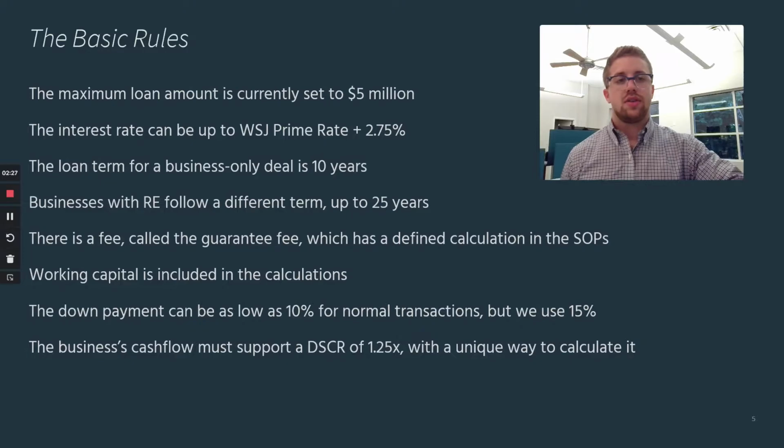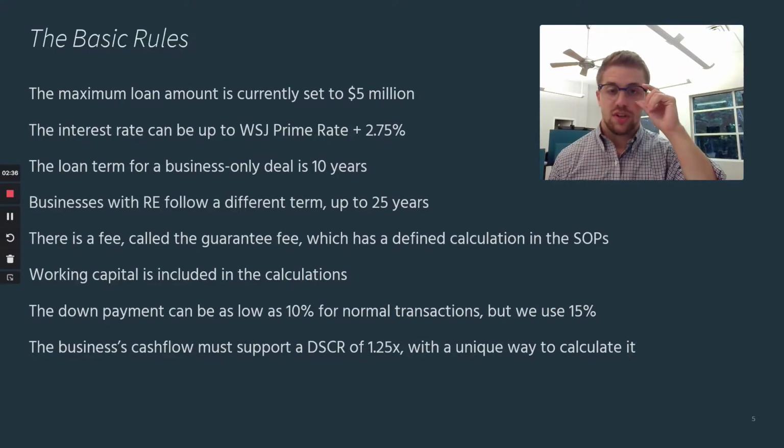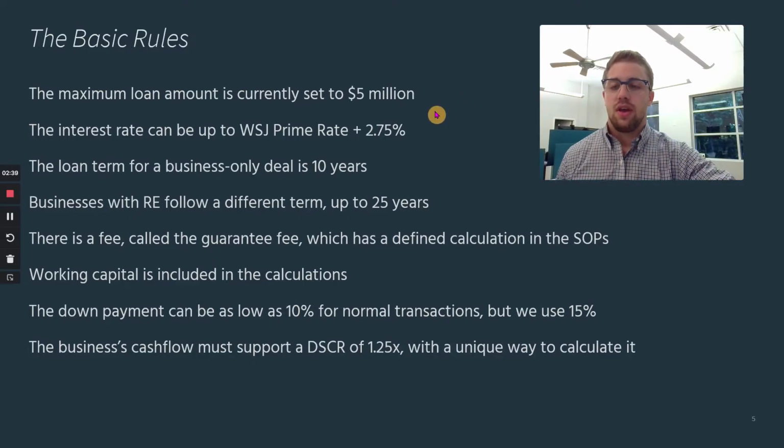Right now, this is 2022. The current maximum loan amount is set to $5 million. The maximum interest rate that can be charged is the Wall Street Journal prime rate plus 2.75%. For an SBA 7A loan where there's only the business involved, it's a 10-year term. When you get real estate involved, it can be up to 25 years. It becomes a weighted average of the two, and once you get above 50%, it converts to a straight 25 years.